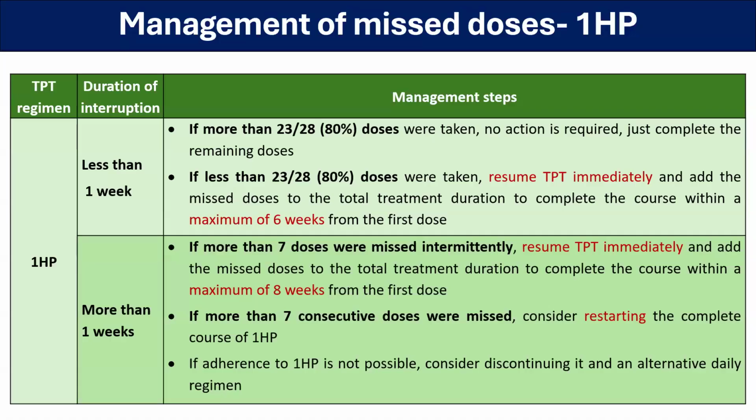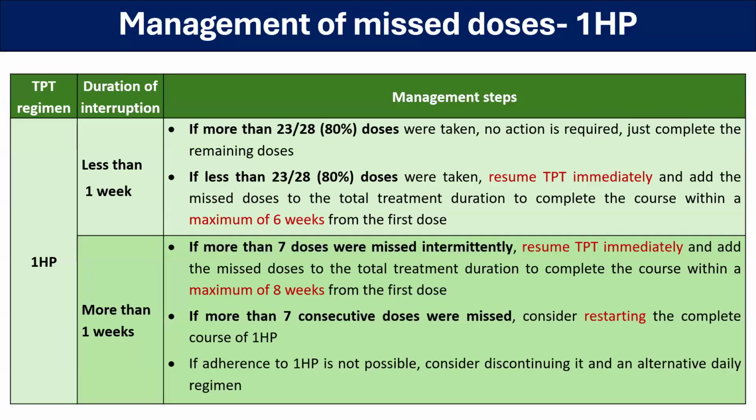If the duration of interruption is more than 1 week, and 7 doses were missed intermittently, here look at the word intermittently, resume TPT immediately and add the missed doses to the total treatment duration to complete the course within a maximum of 8 weeks from the first dose. If more than 7 consecutive doses, look at the difference between intermittent and consecutive. We said 7 doses were missed intermittently; here we are saying consecutive doses were missed. Consider restarting the complete course of 1HP.